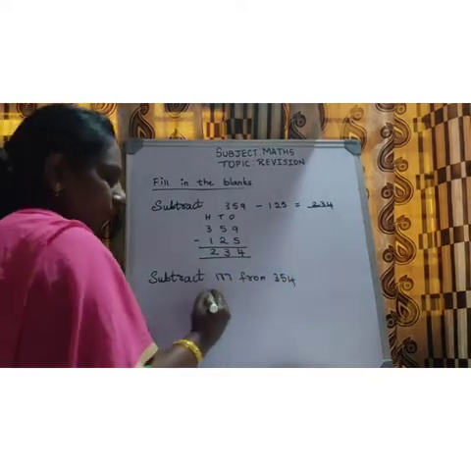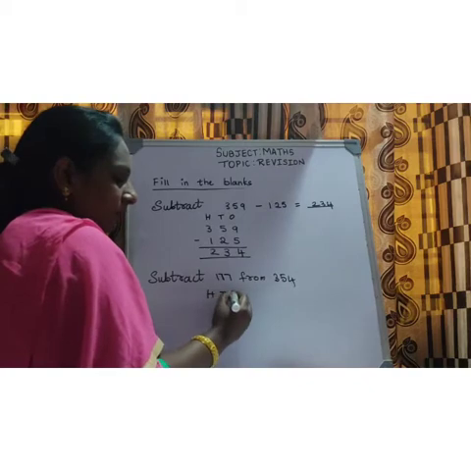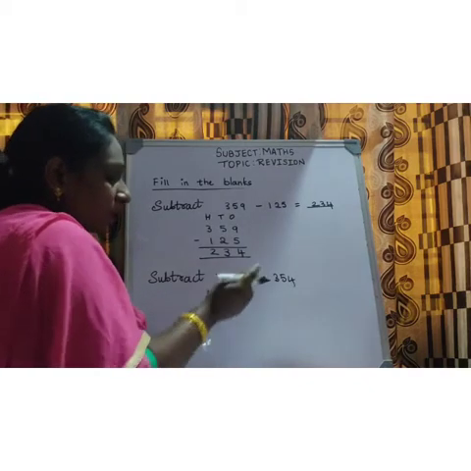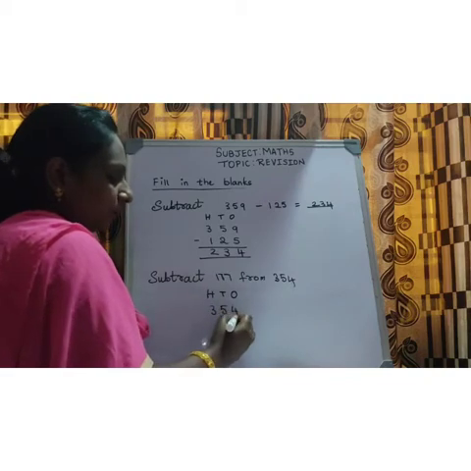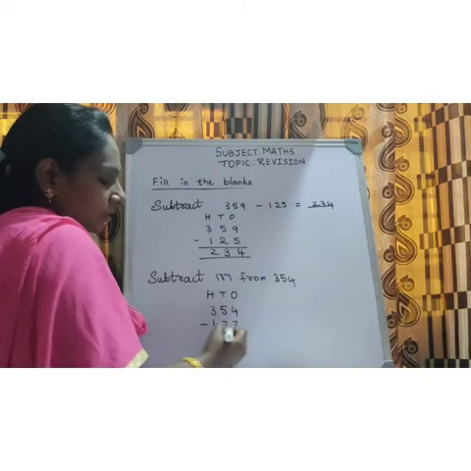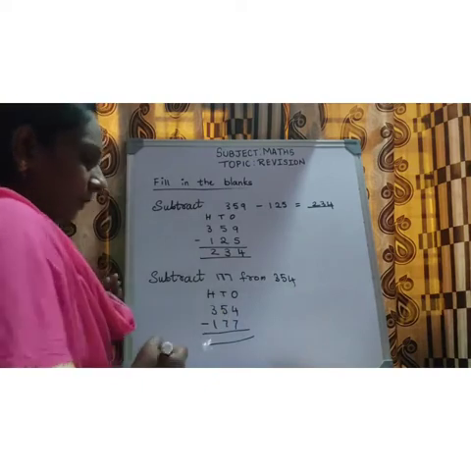Okay. So the next one, subtract 177 from 354. So now what we have to do? First write the place value: hundreds, tens and ones. What is the from number? Always we should write the from number. 354 minus 177. So now we will subtract, children.